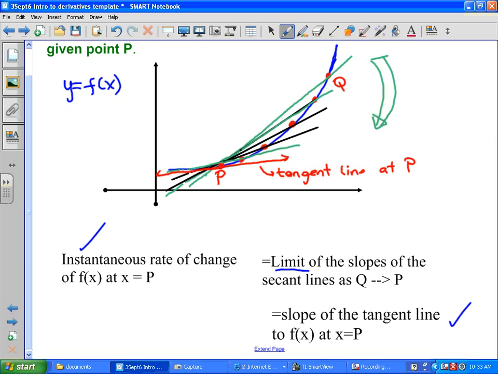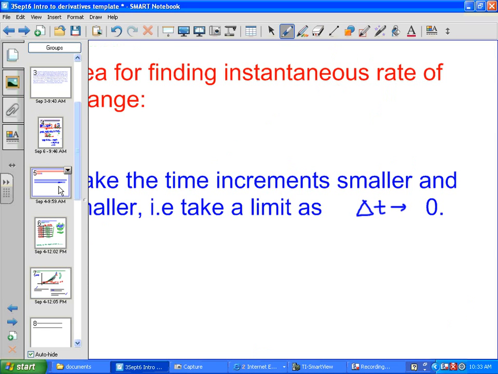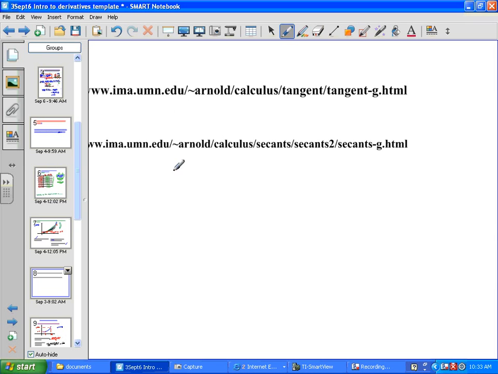Now, there are a few nice little graphs I found online. I want to show you those. Excuse me, not that one. Let's see if I can quickly activate them.